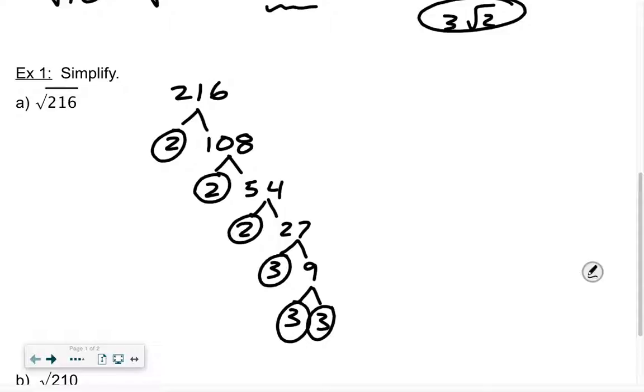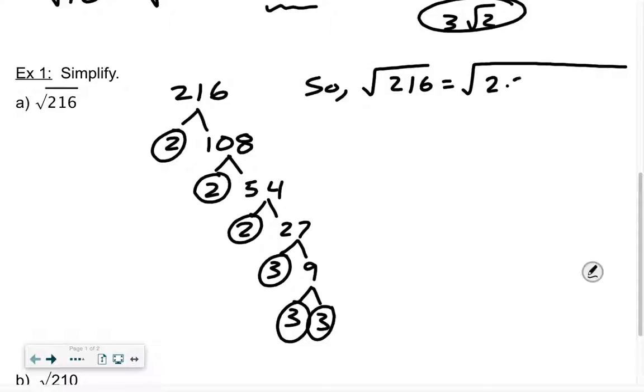So at this point, the square root of 216 is equal to the list of all of the primes that we have here. We have 3 2s and 3 3s. So there they are. And here's the point in the game that we need to pay close attention to. Now that we have the list of all of our primes, we have the list of all of our numbers up there, 2, 2, 2, 3, 3, 3.